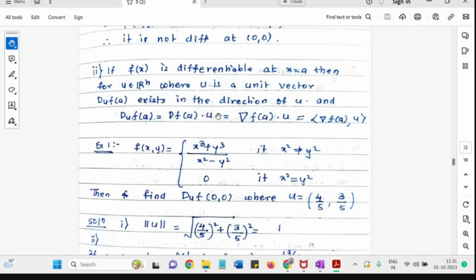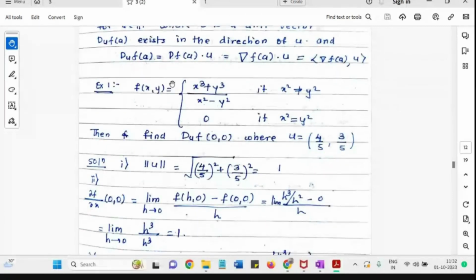But right now, my aim is something different. My aim is to see how to calculate the directional derivative with the help of the gradient. If the function is differentiable at x equal to a, then the directional derivative exists in all directions, and secondly, Duf at a is simply the dot product of the gradient of f at a and u. Since the dot will not be visible, I have used the symbol of inner product, but here I am referring to a dot. Now let us see how to implement this.